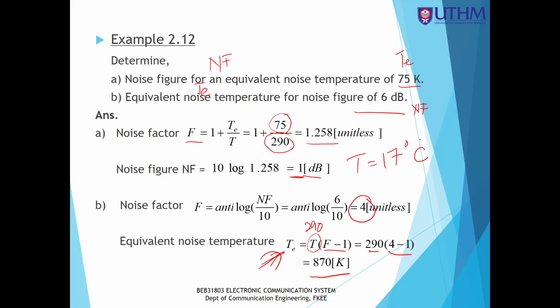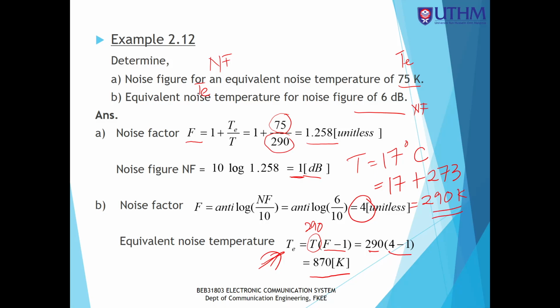So if you are given temperature in terms of Kelvin, you need to change it as soon as possible. Change to the Kelvin. So this one is how to change Celsius to Kelvin. So this one 17 plus 273. Okay, so you get 290 Kelvin.